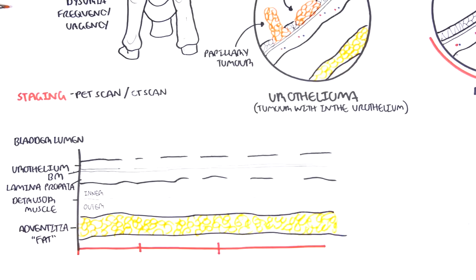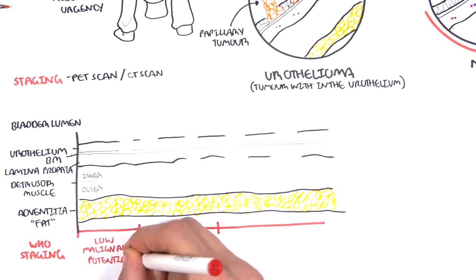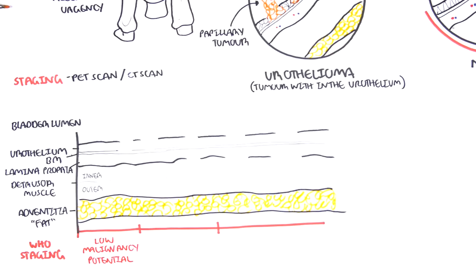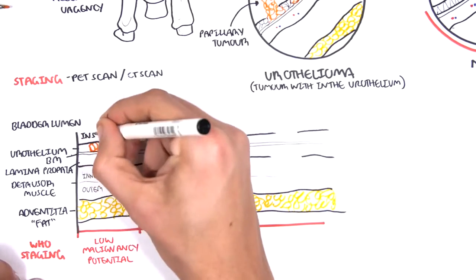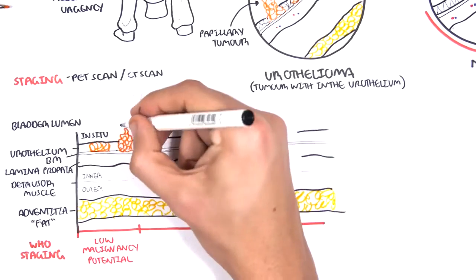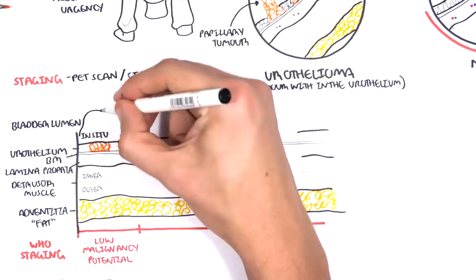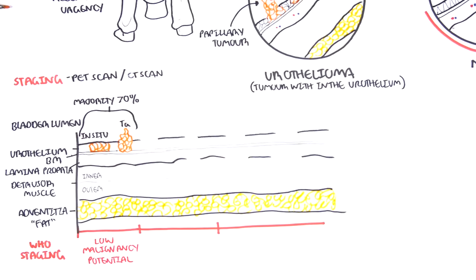The World Health Organization staging of bladder tumors includes low malignancy potential, which includes carcinoma in situ, or TA, which includes sessile or papillary tumors. The low malignancy potential tumors make up the majority of bladder tumors seen.